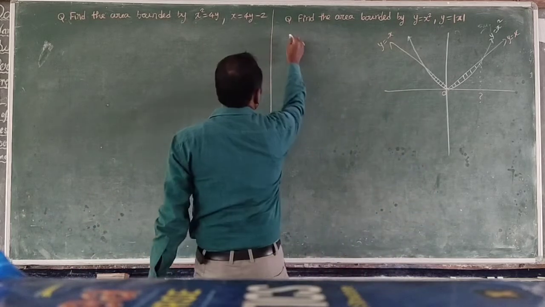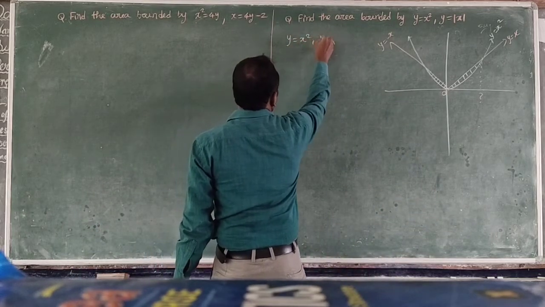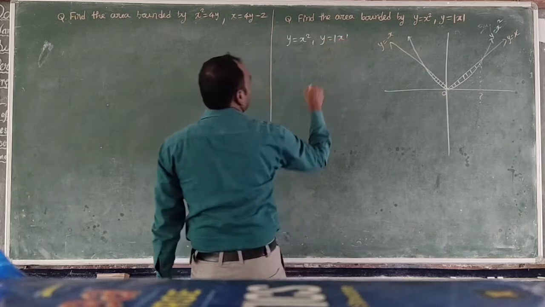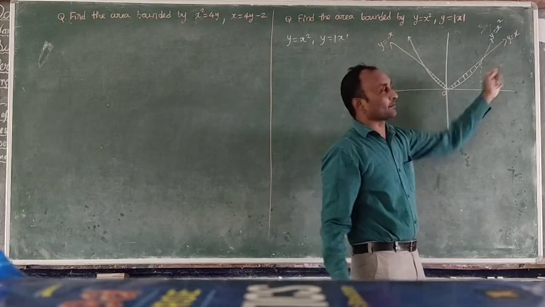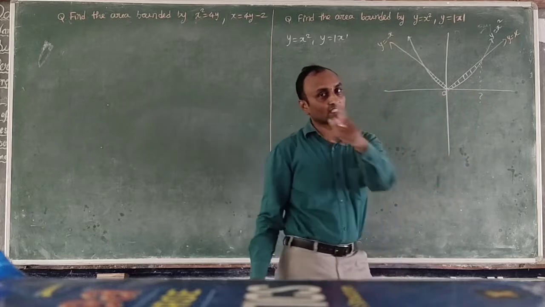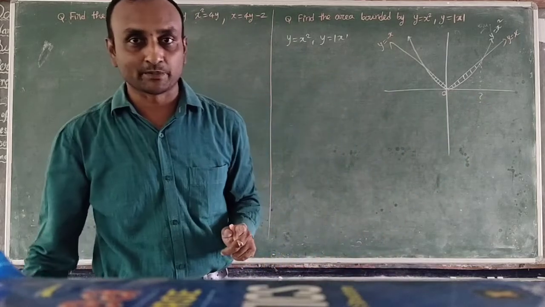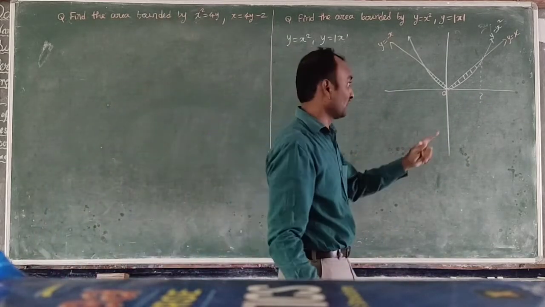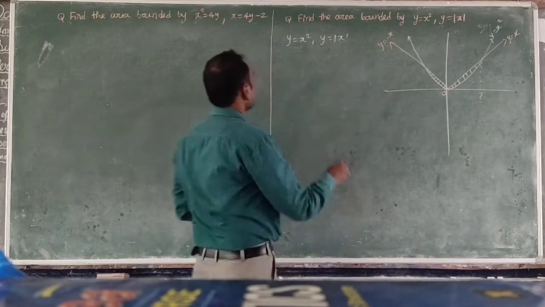So look at this. Given that y is equal to x square, y is equal to mod x. So only on the right side I am solving it. For this kind of question, the graph is compulsory. Sketching the diagram is compulsory. Okay, it is a 4-mark type model. So y equal to x square, y equal to mod x.